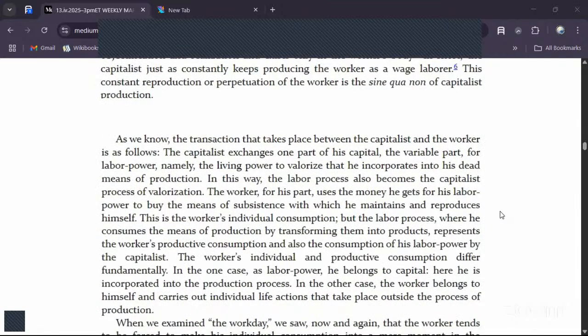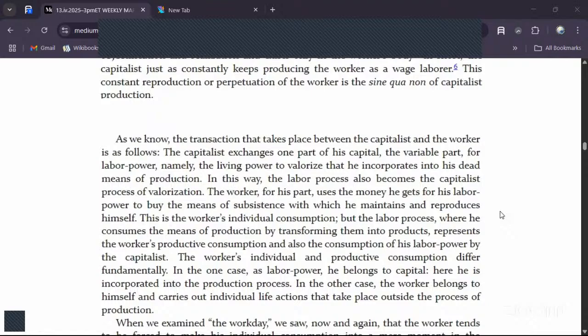As we know, the transaction that takes place between the capitalist and the worker is as follows. The capitalist exchanges one part of his capital, the variable part, for labor power, namely the living power to valorize that he incorporates into his dead means of production. In this way, the labor process also becomes the capitalist process of valorization.